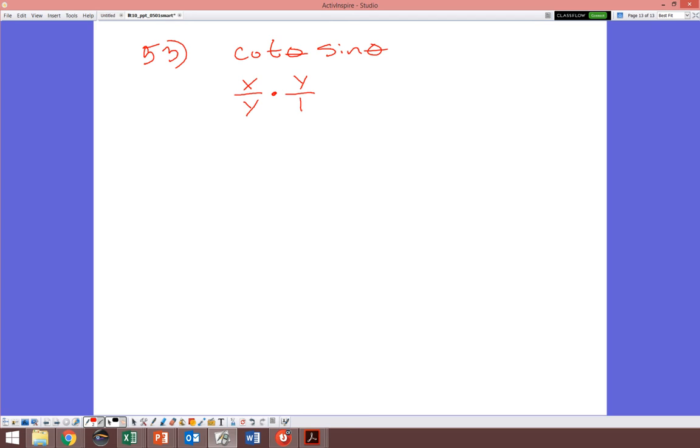What's going to happen here? Y is going to cancel, right? Which is x over 1. So y is going to cancel here, which is just x. X over 1, which is just x. So my answer is x. Translate it back to trig: cosine theta.